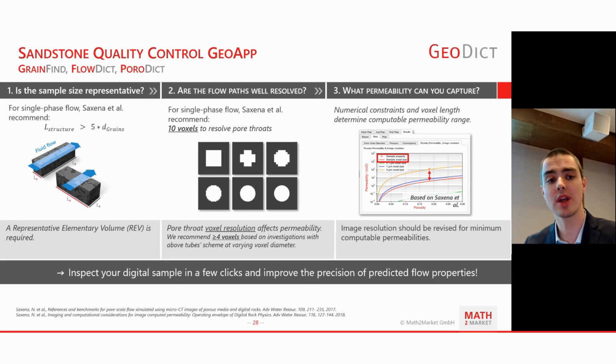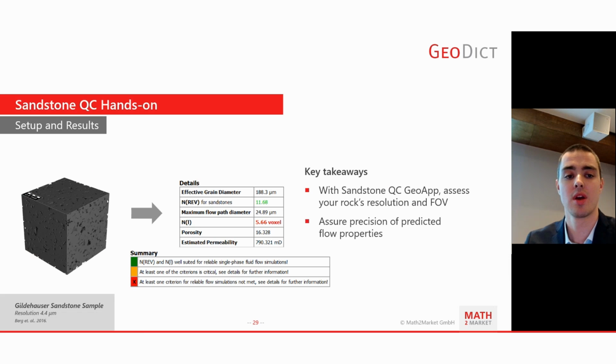And in GeoDict, we want to tackle these questions. So whether your sample size is good enough to have the REV, or representative elementary volume, captured, and as well whether your image resolution is good enough to capture the dominant pore throat size that affects the predicted permeability later on. This can be done with a few clicks, and I'll now show you the setup of the GeoApp directly in GeoDict and how the results would look like. So this is just a key takeaway slide, and let's jump right into GeoDict.